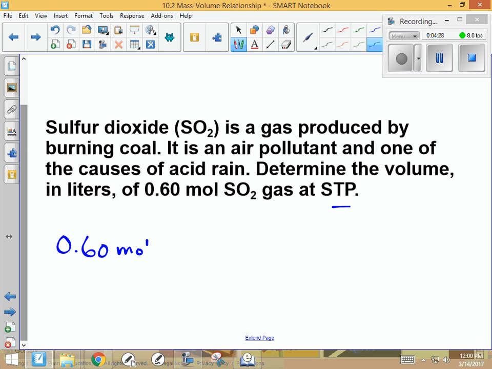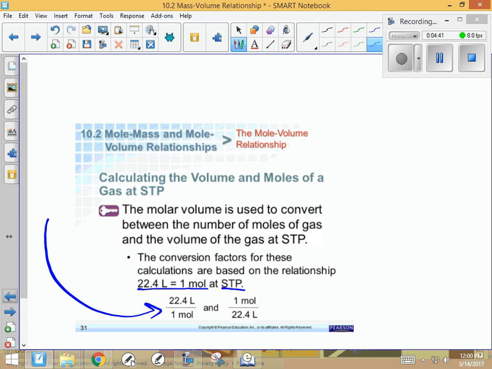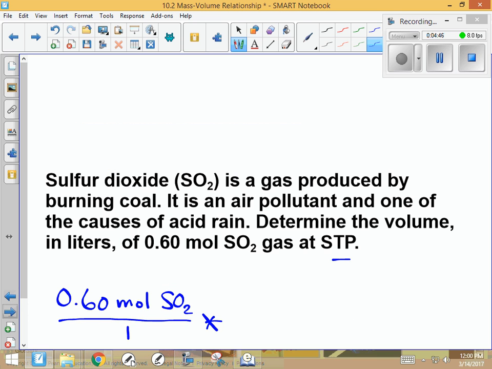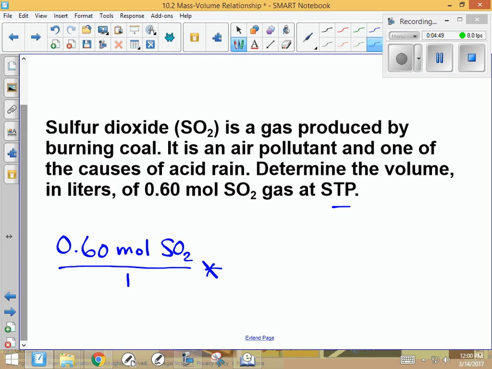0.60 moles of sulfur dioxide. I'm going to put that over 1 just so I remember that I'm multiplying fractions. And from our previous slide, we know that 22.4 liters over 1 mole is equivalent to 1. That's our conversion factor. So all we have to do is put 22.4 liters of any gas over 1 mole, and the gas we're talking about is SO2. Moles of SO2 cancel, and we're left with liters as our units.